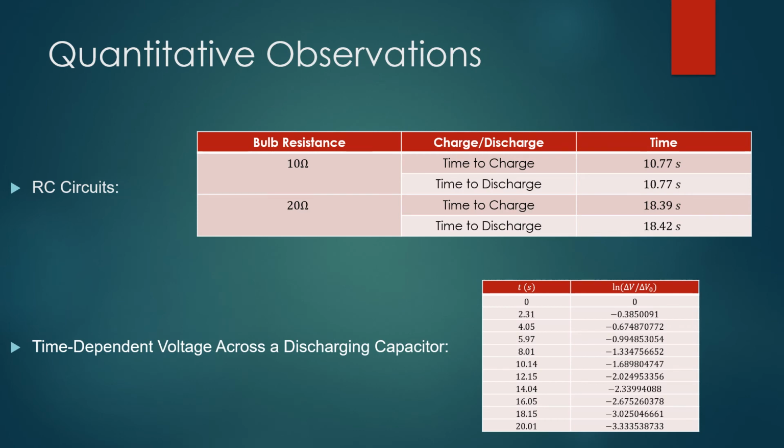Now for quantitative observations. So in the top table, we display the time it takes to charge and discharge the capacitor in the case of the 10 ohm and 20 ohm bulb. Also, in the second table, we show the relationship between time and the ln of delta V over delta V naught.